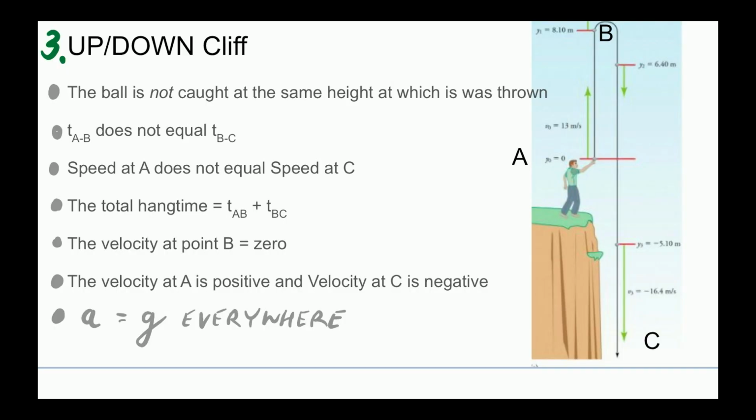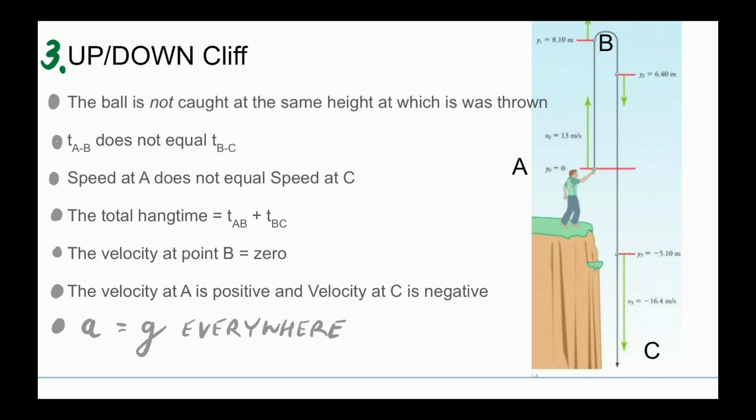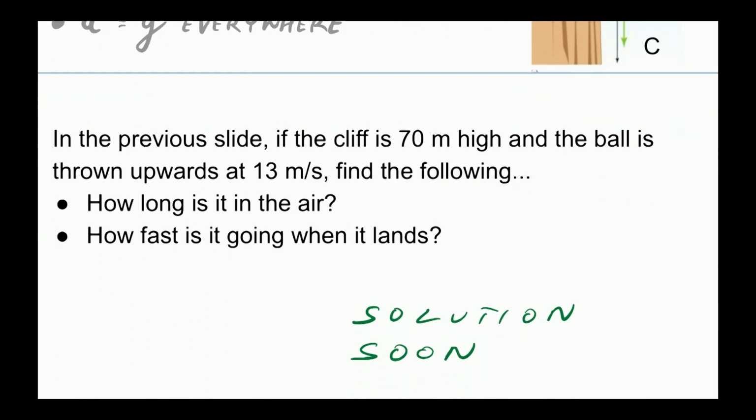Next is the up-down cliff category. I will not read all of these bullets. You can read them off the slide, but the important thing is you don't anymore have the symmetry between A and C, because the whole trip is asymmetrical. It's going to be moving faster at C than it is at A, for example. Okay? So I will not read this slide, but if you would like a review, you can check into this again. If you understand up and down, I think you will understand this quite easily.